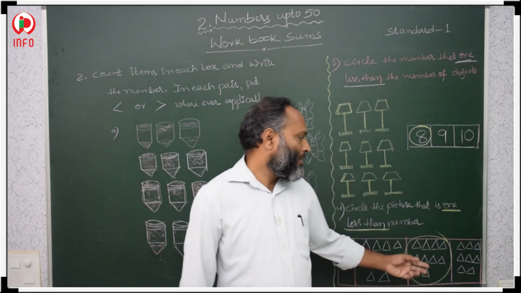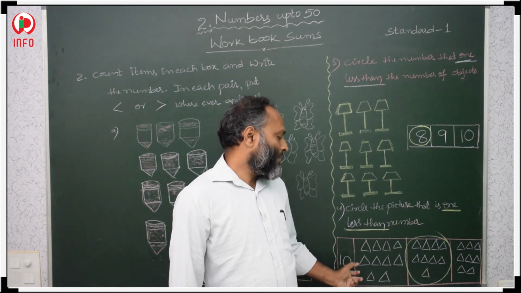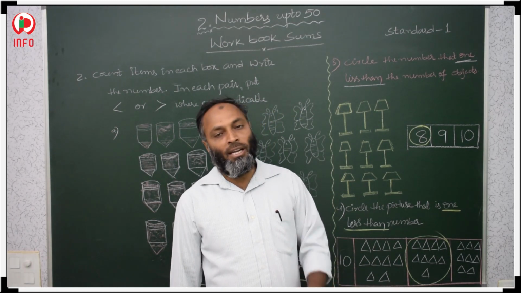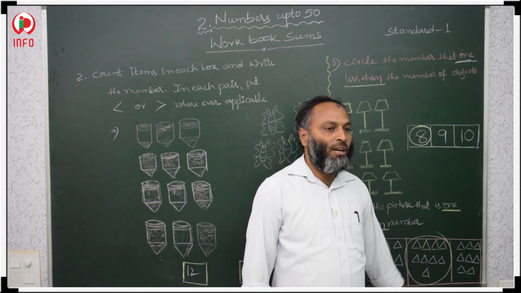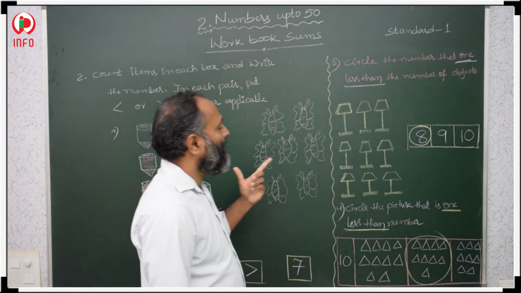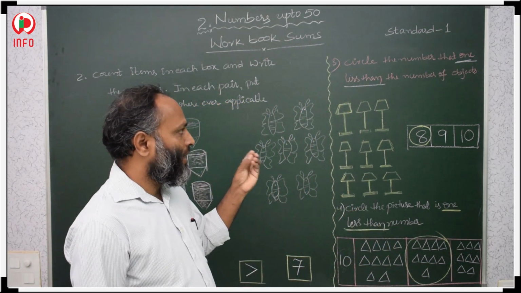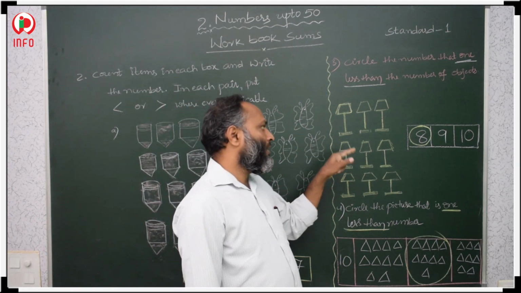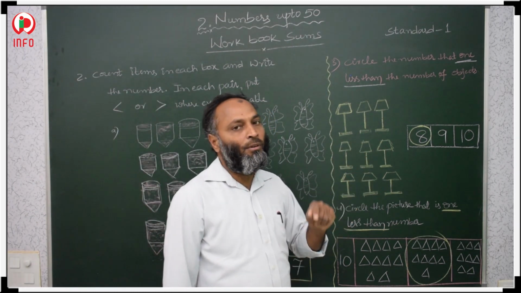So here it is 2 less, but we need only 1 less. 10 minus 1, then we get 9. So wherever we have 9 triangles, we make circles. In this way, whatever he is asking, we just have to understand the problem, and according to that we move and make the circles.